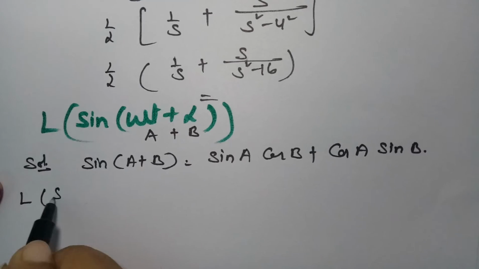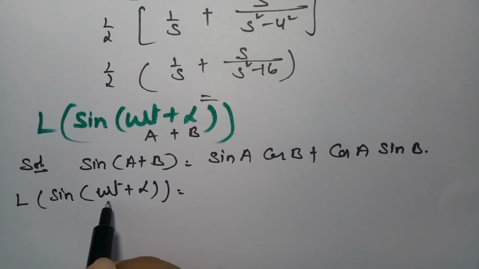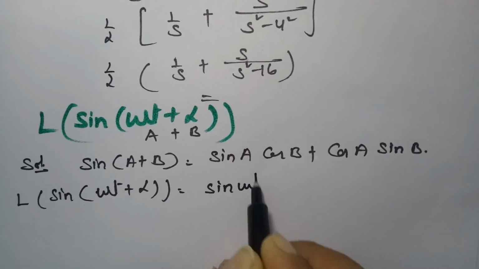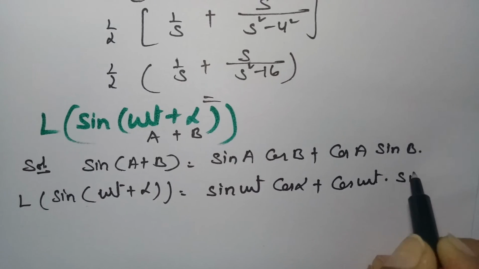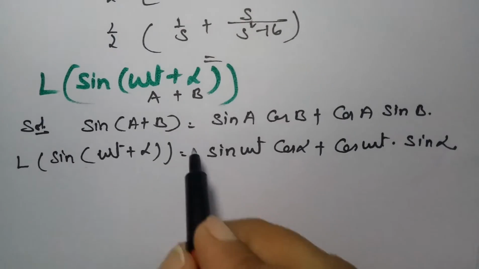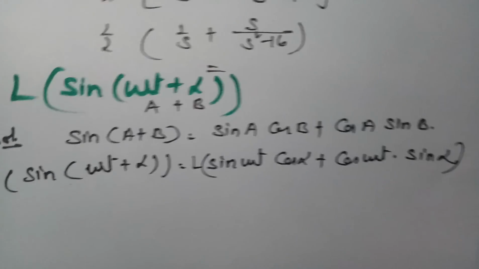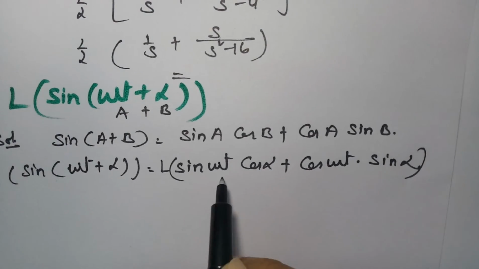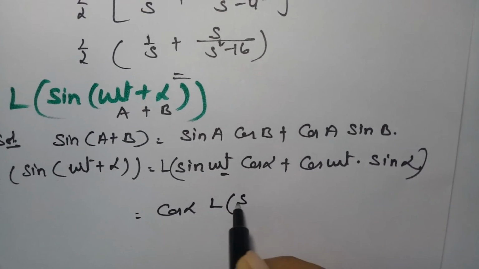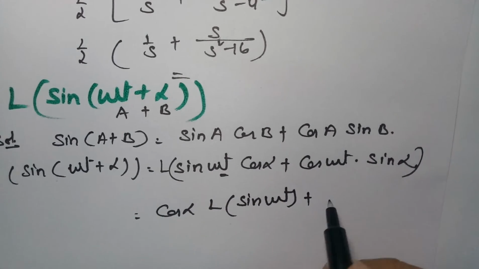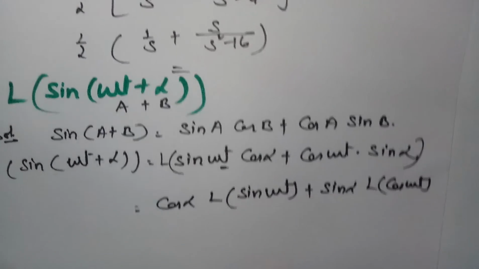So in this, what is the question asked? Sine of omega t plus alpha. What is sine a? This is a and this is b. This is sine omega t cos alpha plus cos omega t into sine alpha. I have to take Laplace transformation. Instead of doing this, I will do this. It is a transformation here. I have to transform this form omega t, whereas cos alpha is a constant. So cos alpha I am keeping out, and Laplace transformation of sine omega t. Here sine alpha is a constant, and I have to calculate the Laplace transformation of cos omega t.